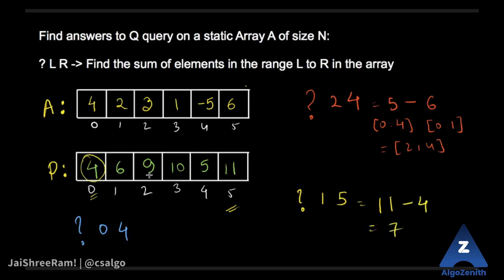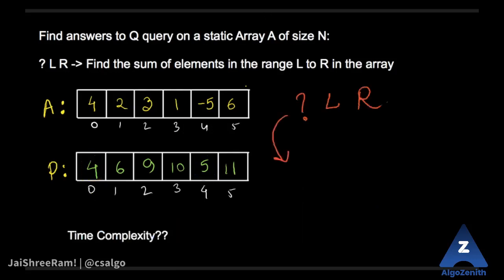For this 0 to 4, we know that this stores the answer for 0 to 4, right? So you can write this right away, 5, you don't need to subtract anything. So in case this left element is 0, we know that whatever this index 4 stores is actually from 0 to 4, right? So you don't need to subtract anything, so you can directly write the answer 5. Okay, so that's the whole idea.